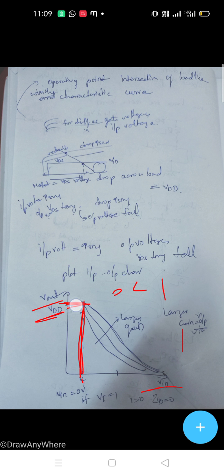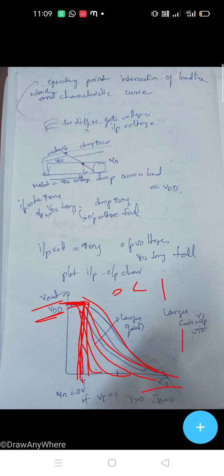So I plotted these characteristics here, and after that, as we increase the gate to source voltage VGS, the output voltage VDS is reducing. So the output voltage is decreasing like this. These are for various gains. If the gain is larger, there will be a drastic decrease like this.